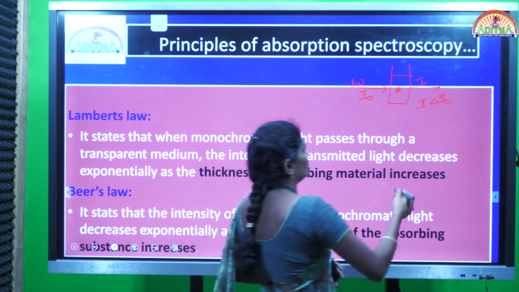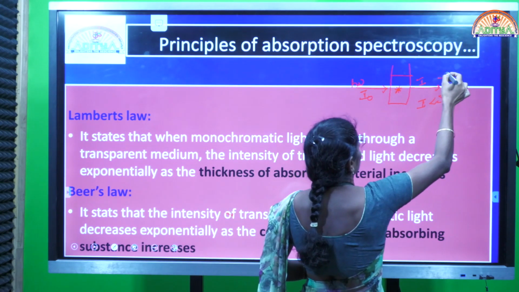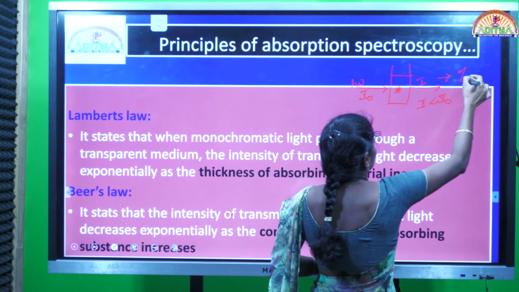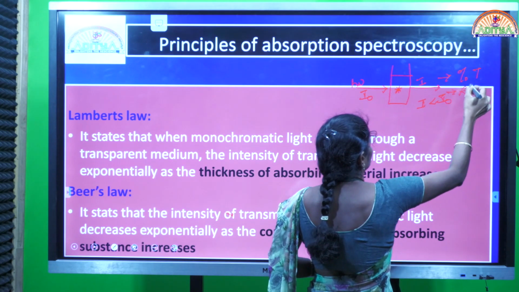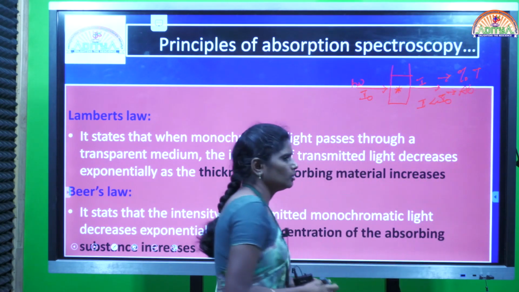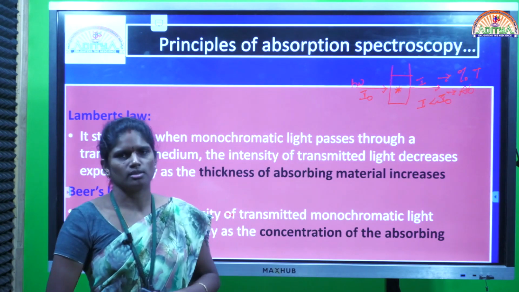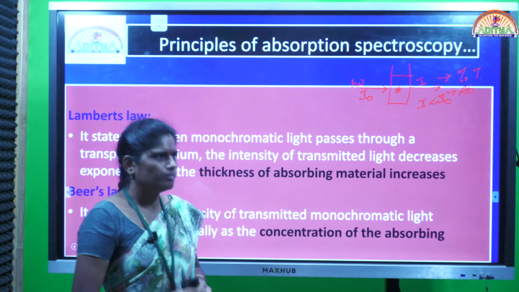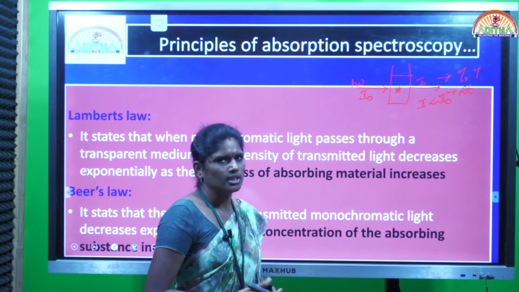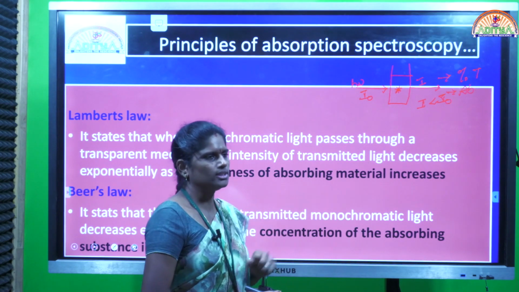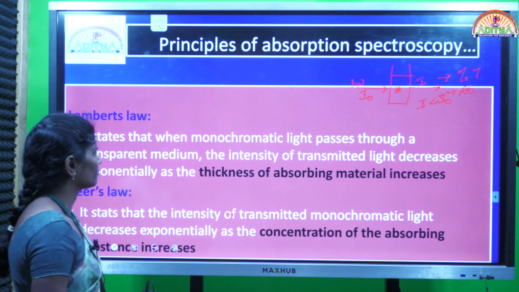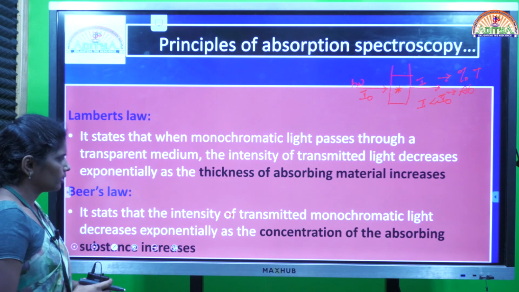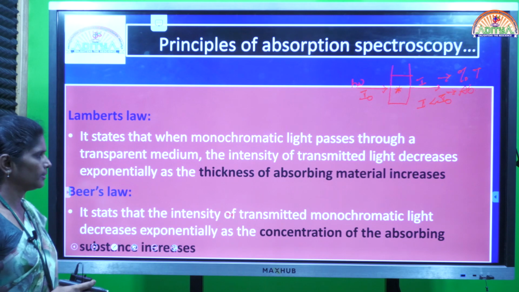We measure this intensity in terms of either percentage transmittance or absorbance. So we use either percentage transmittance or absorbance as the means of measuring radiation absorbed by the sample molecules. We have two important laws which provide the relationship here.